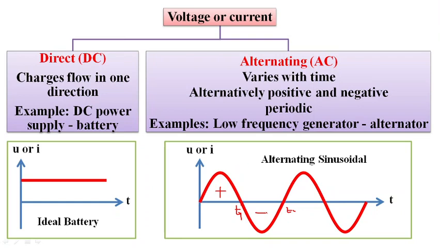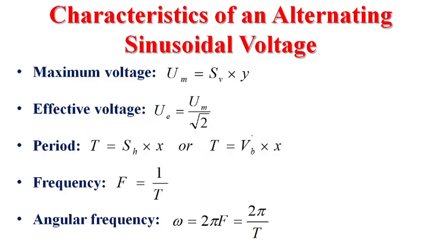It can be divided into repeating units. For example, a low frequency generator, which is an AC source, and an alternator are examples of AC voltage. Now in this part of the lesson, we will get to know the characteristics of an alternating sinusoidal voltage.